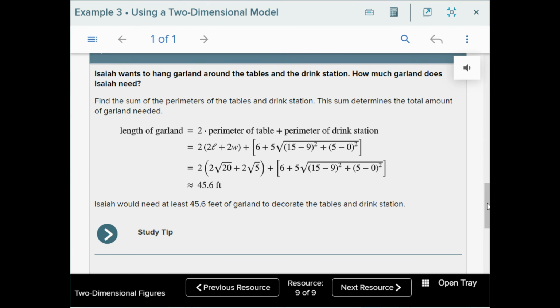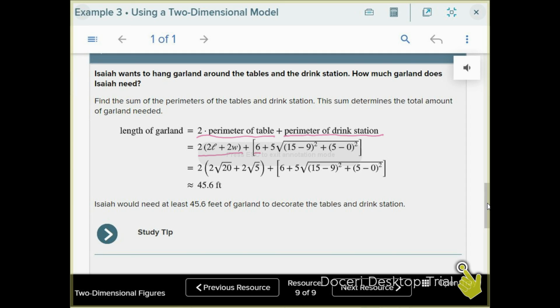He wants to hang this garland around the outside of the tables and drink station. So if we look at this equation right here, the length of garland needed would be 2 times the perimeter of the table. The reason for this is because we have 2 tables. Plus, we need enough garland to go around the drink station, so we need to calculate the perimeter of the drink station.